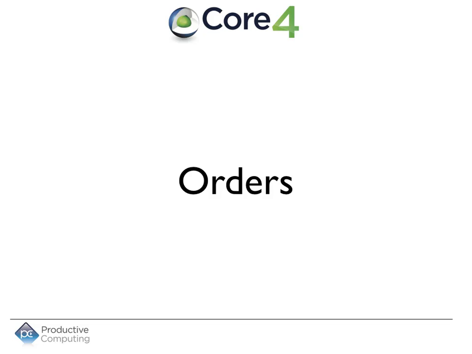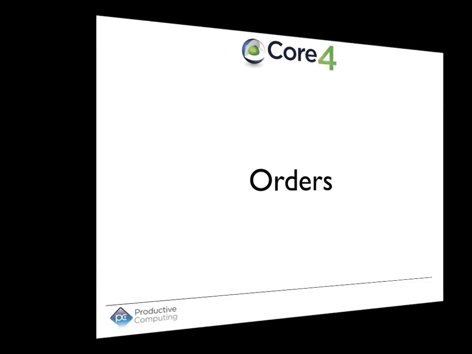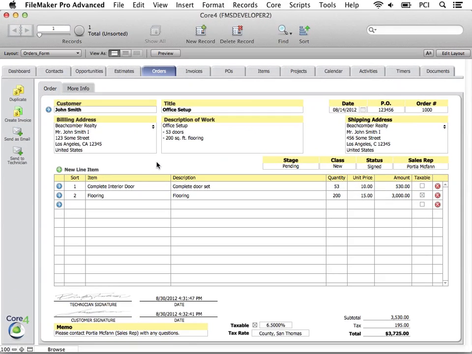Let's take a closer look at orders in the Core4. An order is a record that can be used to provide a quote to a customer or can be used as a work order for a customer request or appointment. The Orders tab will look like this. Let's begin by creating a new order.